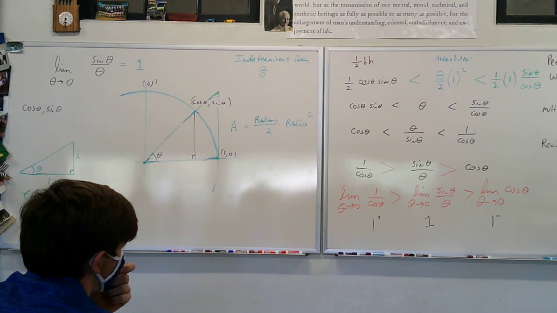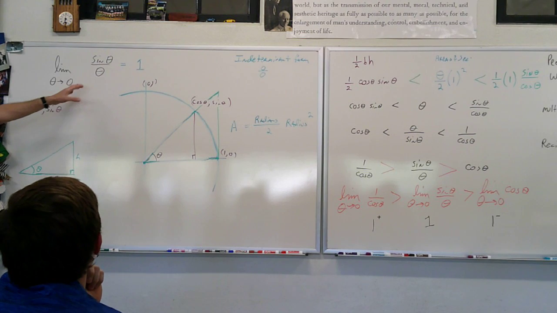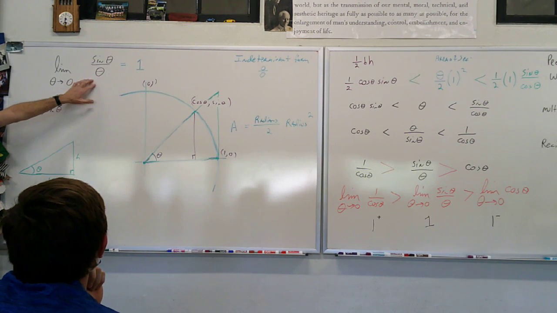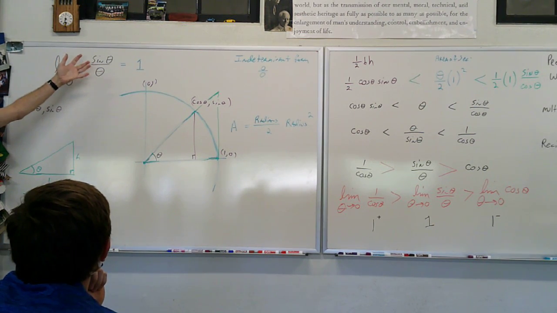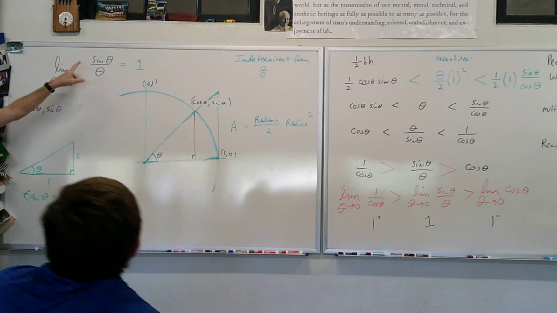And the reason this was a big deal is you can't do much trig without this. Trig limits, all you would ever know would be cosine and sine, and you would never be able to do the nasty ones without this.